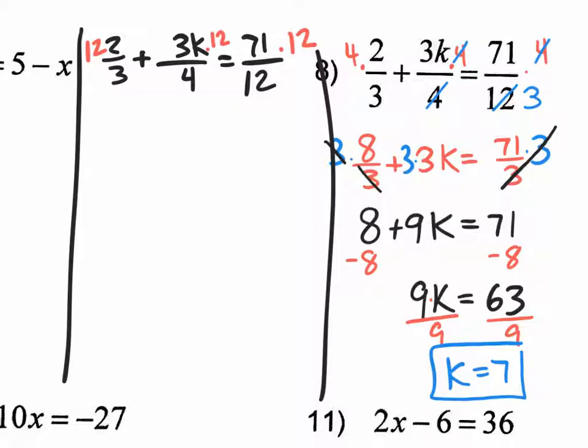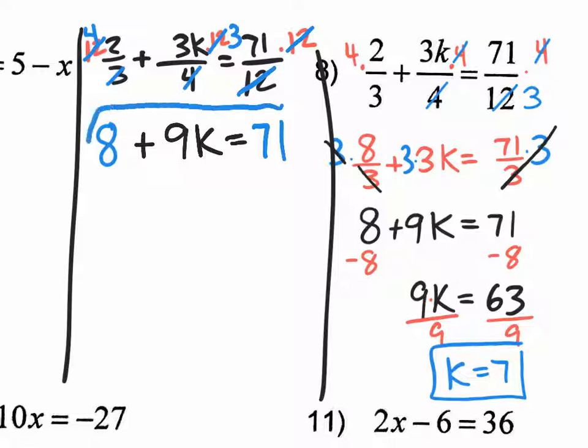Let me show you. On the first fraction on the left side, 12 over 3 is what? 4. So the 12 divided by 3 is a 4. And 4 times 2 is 8, and there's no more fraction. On the middle fraction, 12 divided by 4 is what? 3. So when you multiply 3 times 3, we get 9, and that is a positive 9 with a k. The equal sign comes down, and of course the 12 over 12 is 1, so the 71 just comes straight down. And we have the same exact equation that we had right here. You see that?